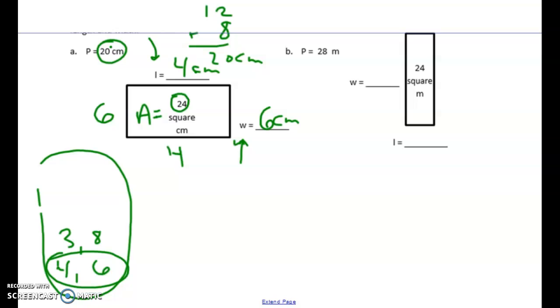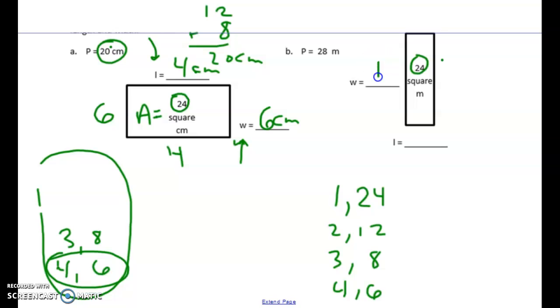All right, and similarly, we have another rectangle here of 24 square meters. So again, we need to keep up with that same strategy of listing our factors of 24. Factors, remember you're breaking them apart. 1 and 24, 2 and 12, 3 and 8, and 4 and 6. And now we need to get a perimeter of 28.